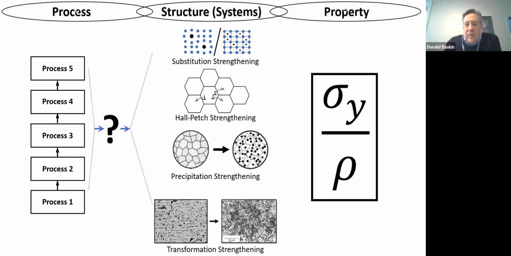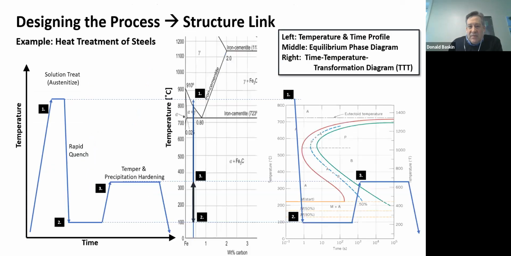But how do we get there? What is the link? What are the methods? What processes will get us these structures? What are the processes we can use? What are the systems of this process that we can use in order to get to those microstructures? And that's what I'm going to talk about here.